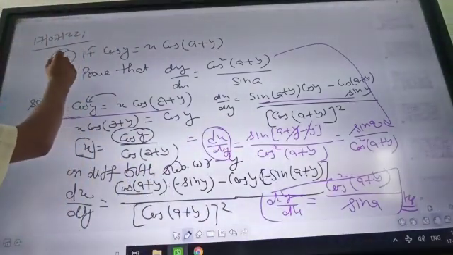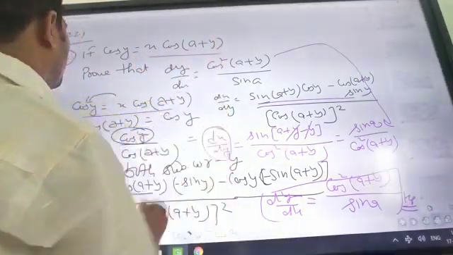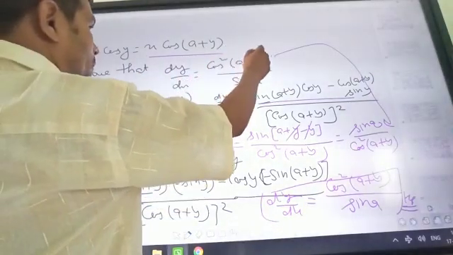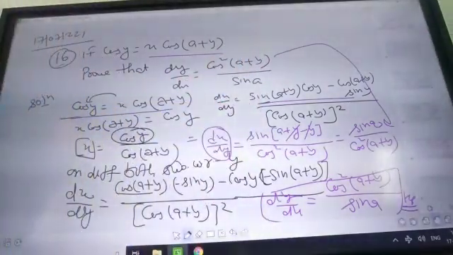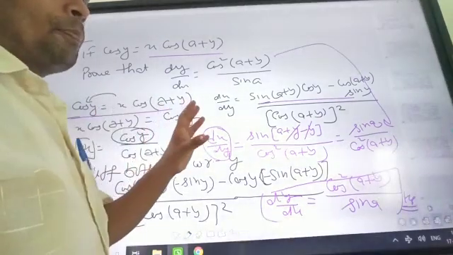Question 16. If cos y equals x cos(a + y) is given to us, then we have to prove that dy/dx equals cos²(a + y) upon sin a. So in this question, how can we prove this part?